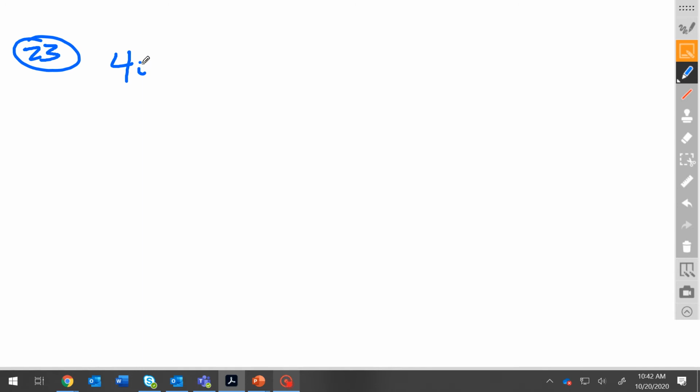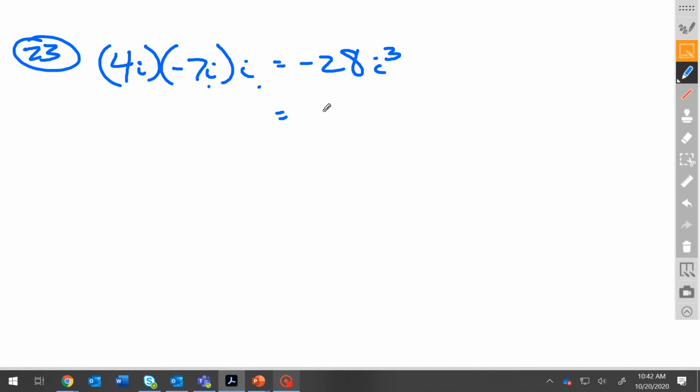23, 4i, negative 7i, and i. So 4 times negative 7, that's negative 28. i times i times i, that's i cubed. But we remember from our cycles of i that i cubed is just negative i. I cubed is negative i. So this becomes positive 28i.